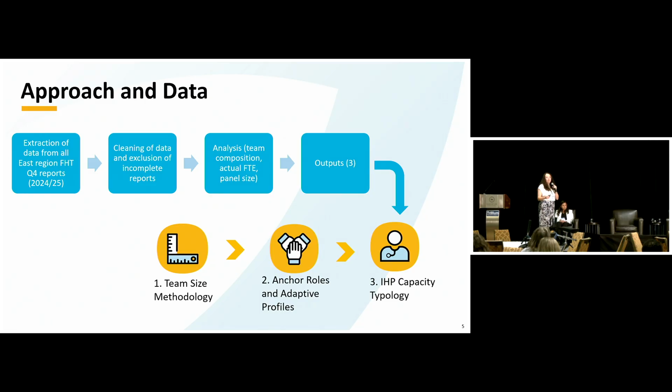There were 3 key outputs from looking at these specific things. One of them was a team sizing methodology. The next one was adaptive profiles, looking at different team sizes and how they're composed, bringing out things like anchor roles and bridge roles, which I'll get into in a minute. And then there was a theory proposing a typology of interprofessional healthcare providers and how they contribute to different types of capacity.